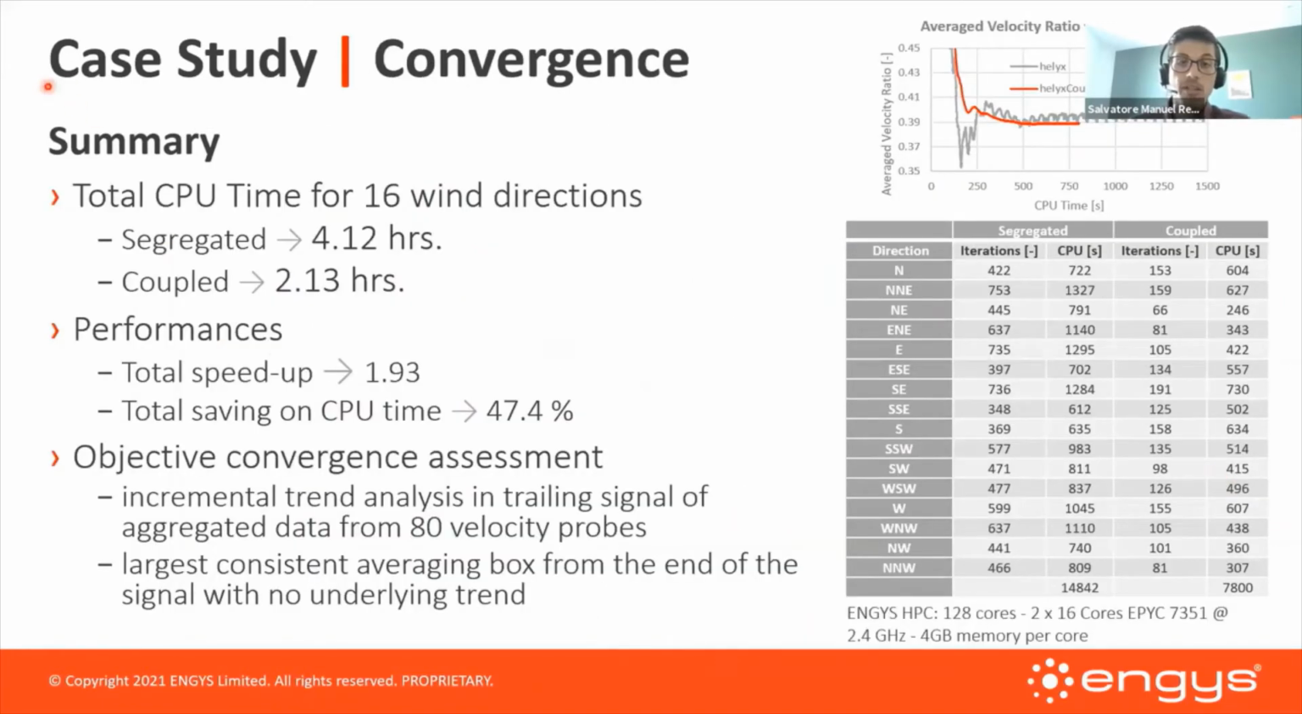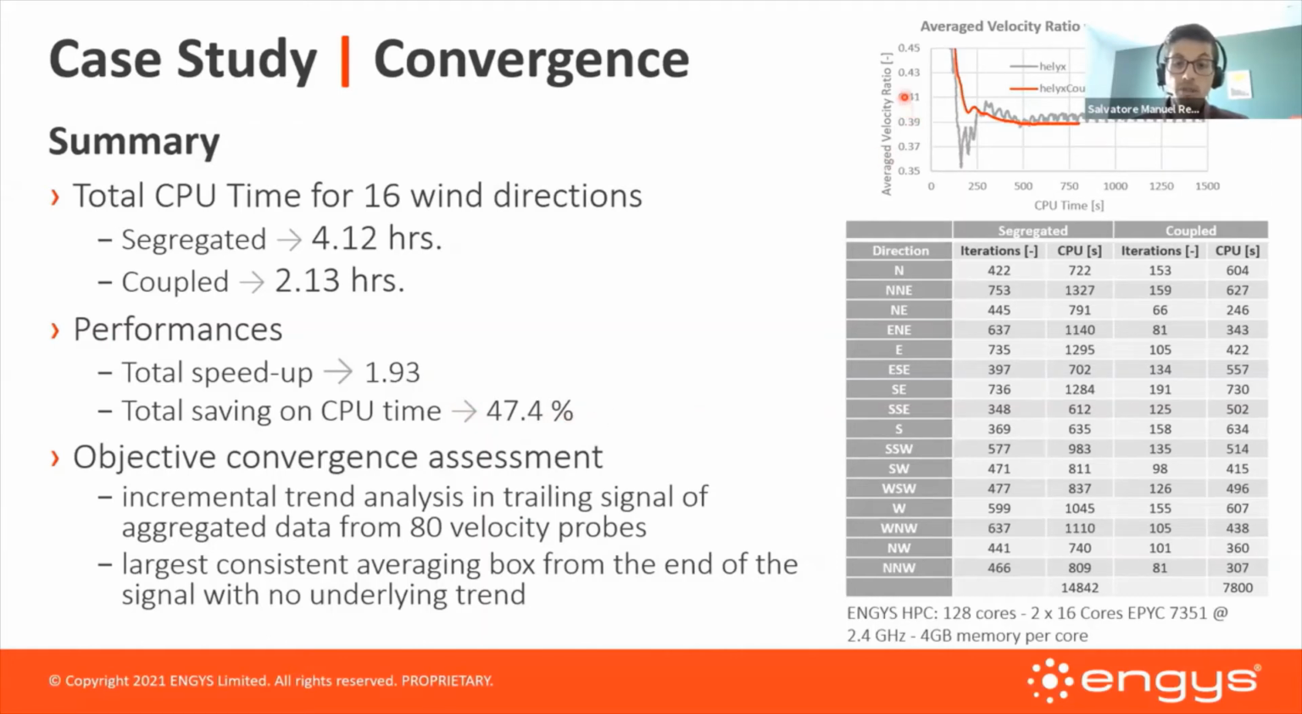On the next slide, we look at the convergence and at the CPU time for 16 wind directions. To make a fair comparison of the convergence, we use an objective convergence assessment on aggregated data from the 80 probes in the model, so that we can judge the convergence in the same way for segregated and coupled solvers. The total CPU time to reach convergence for the segregated solver is 4.12 hours, and for the coupled one is 2.13. This results in a speedup of 1.93 and a CPU saving of 47.4%.